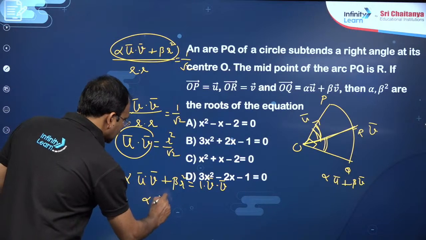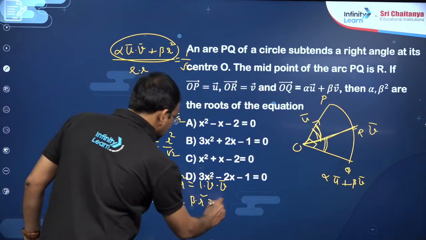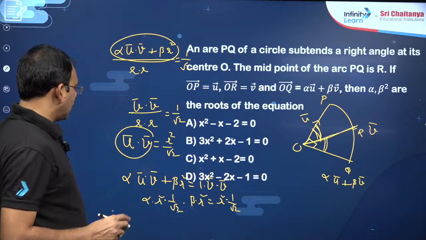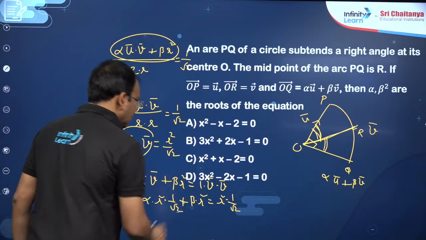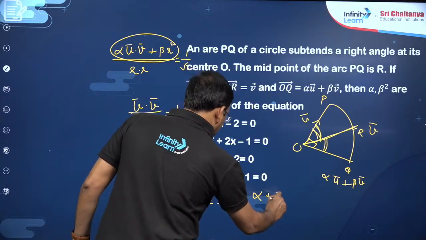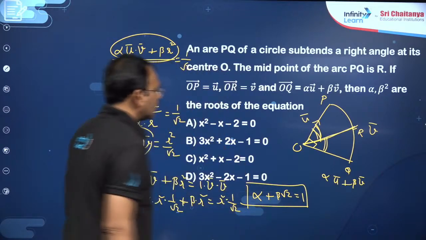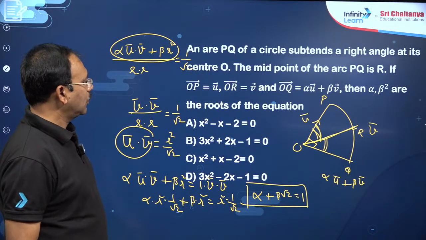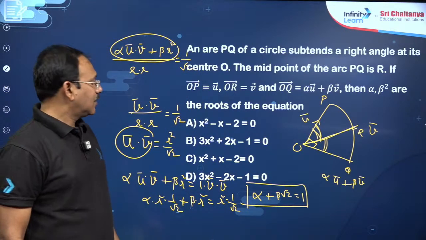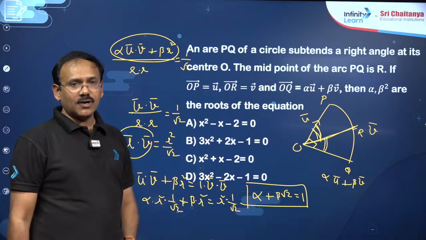Alpha into R square into 1 by root 2 you can write, plus beta into R square. This is also R square into 1 by root 2. From this you can take out R square, my dear friends. You will get alpha by root 2 plus beta is equal to 1 by root 2. So alpha plus beta root 2 is equal to 1. This is what you got, my dear friends. And another relation also, you just apply the angular bisector relation, you will get another equation from these two, my dear friends. You can find alpha and beta, and accordingly you can solve the quadratic equation here.